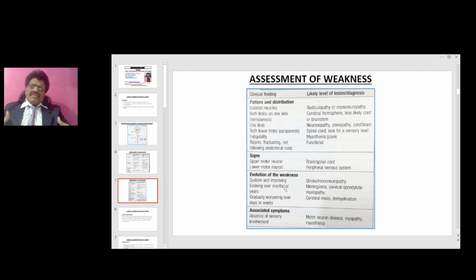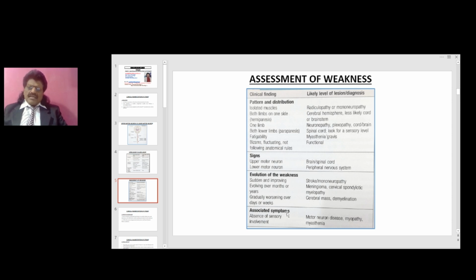Evolving over months or years, it is meningioma or cervical spondylotic myelopathy. Gradually worsening over days or weeks, we have to think of cerebral mass or demyelination.